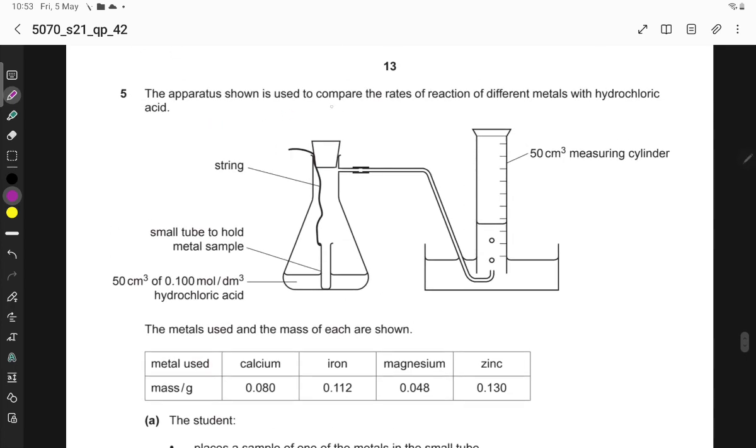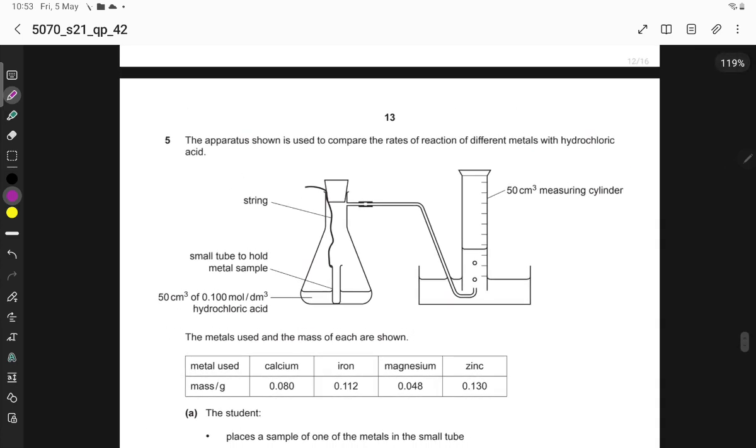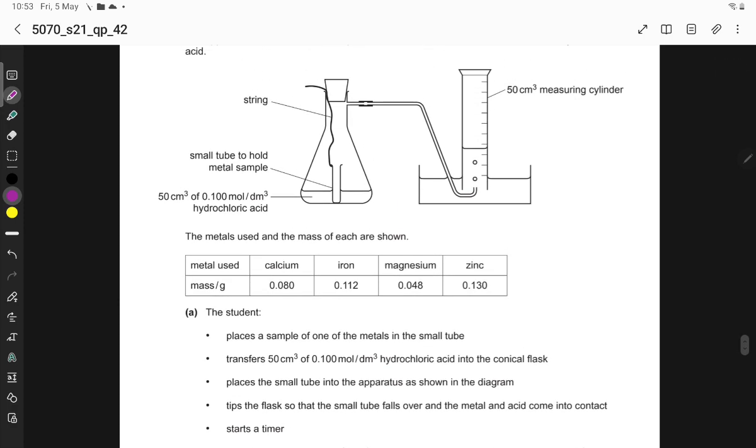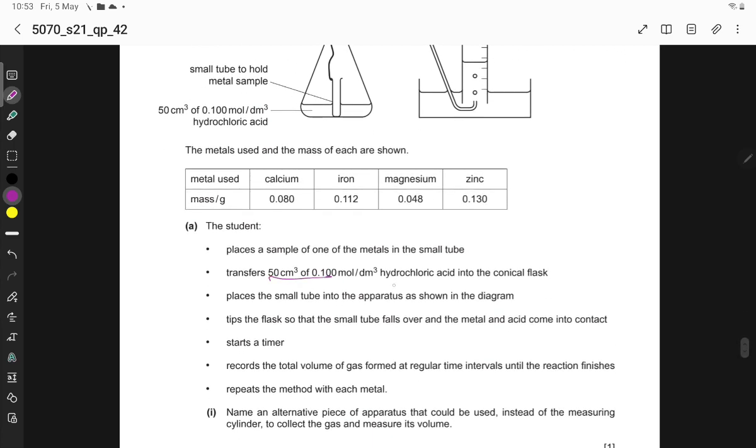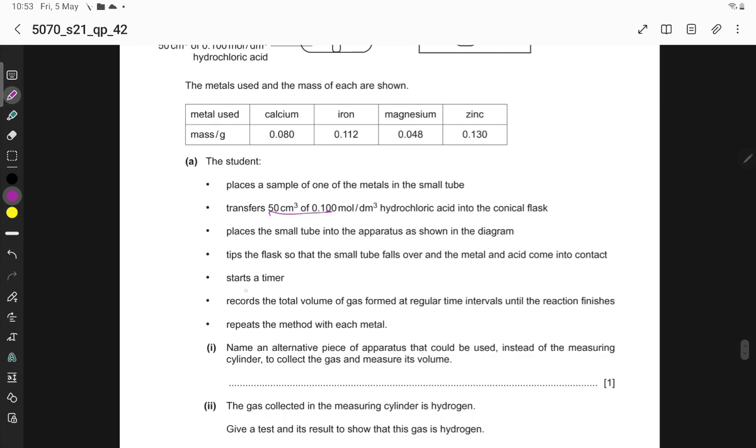The apparatus shown is used to compare the rates of reaction of different metals with hydrochloric acid. The student places a sample of one of the metals in a small test tube. Transfers 50 cm³ of 0.100 mol/dm³ hydrochloric acid into the conical flask. Places the small tube into the apparatus as shown in the diagram. Tips the flask so that the small tube falls over and the metal and acid come into contact. Starts the timer. Records the total volume of the gas formed at regular intervals until the reaction finishes.